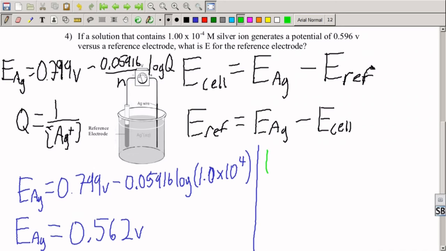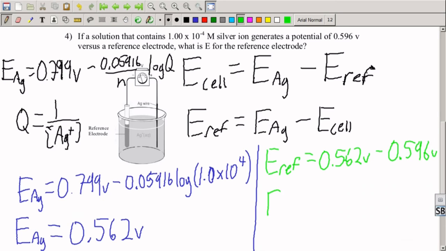We can say, all right, the reference electrode potential is going to be 0.562 volts minus 0.596 volts. So we've got an interesting situation here. We've got a reference electrode with a negative potential. That's possible. It is possible to have that kind of situation. It could mean that the reference electrode has gold in it or something like that. Or it could also mean that the reference electrode has silver in it at a higher concentration.